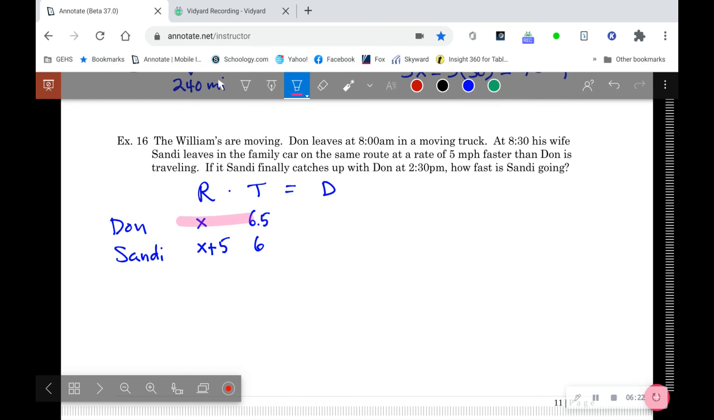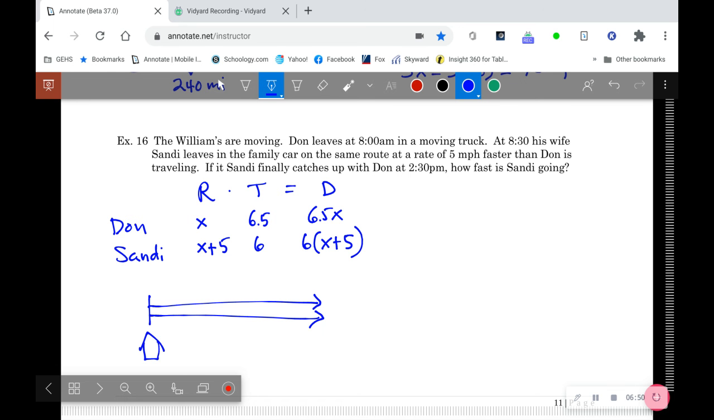Okay, now we're ready to multiply this column times this column to get the distance column. Likewise over here. And that'll take us to 6.5 times x and 6 times x plus 5. And the way this one is set up, both of them start at their home. And there's Don. And here's Sandy. And when she catches up to him, they're on the same spot on the road, or they're next to each other, and the distances are equal.